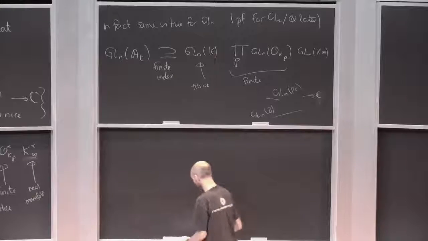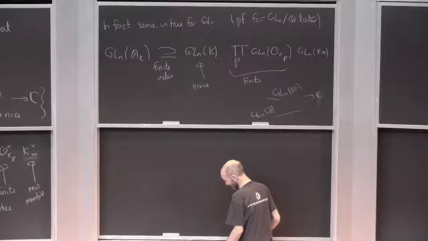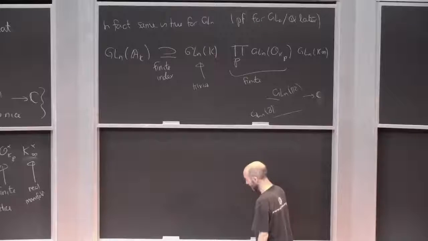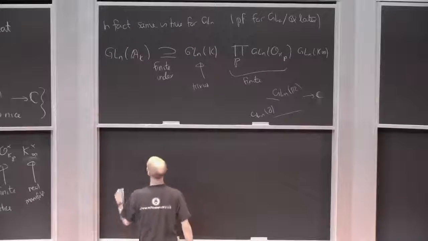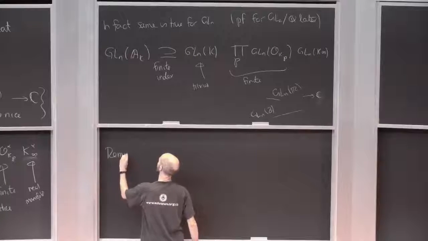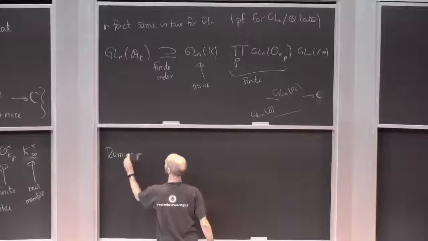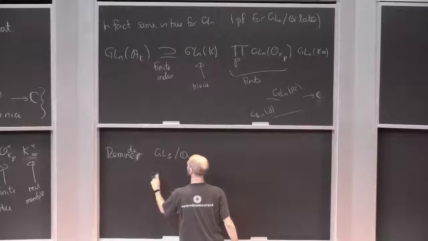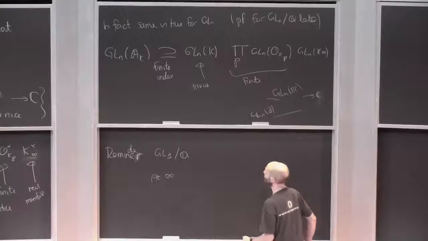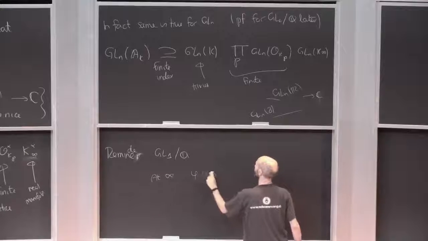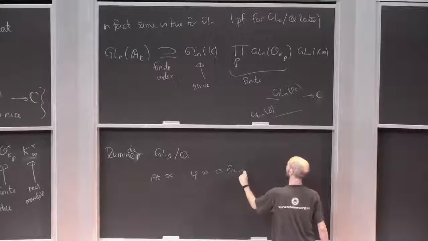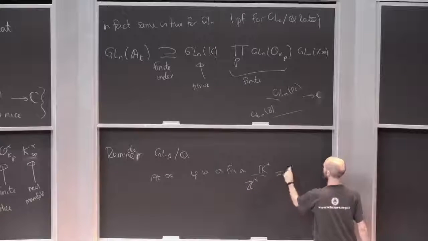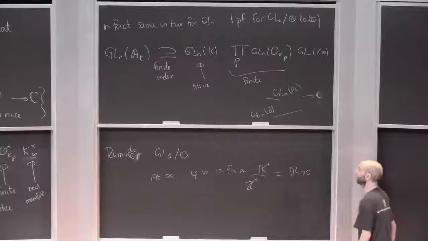So, GL1. Oh, these blasted differential equations. Okay. Well, let's remind ourselves. Reminder about the case GL1 over Q. At infinity, these are functions, phi is a function of the form on R star modulo Z star. Z star is plus or minus 1, so that's just thought of as the positive reals.